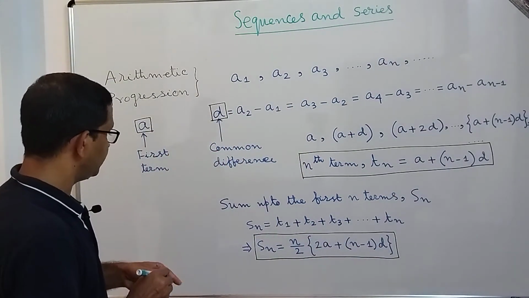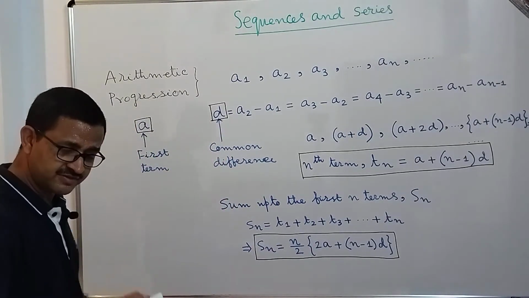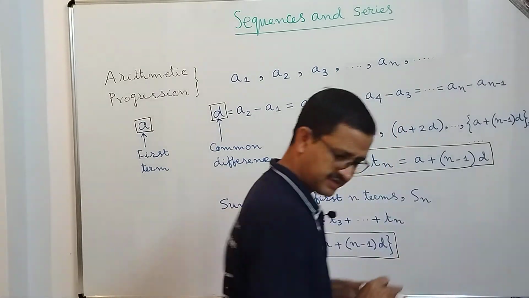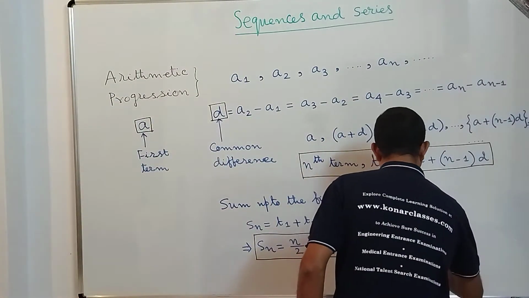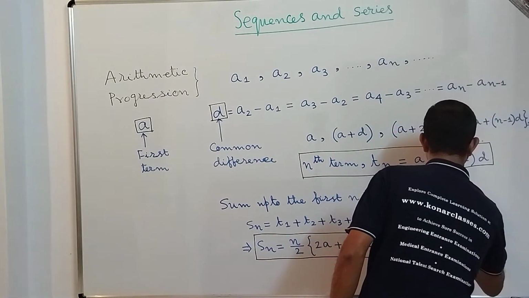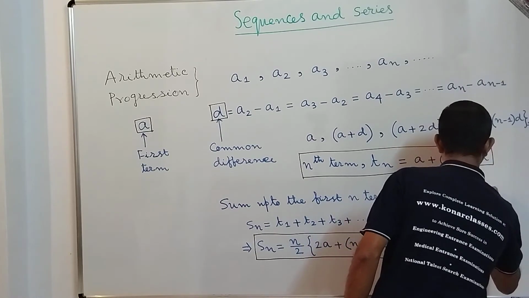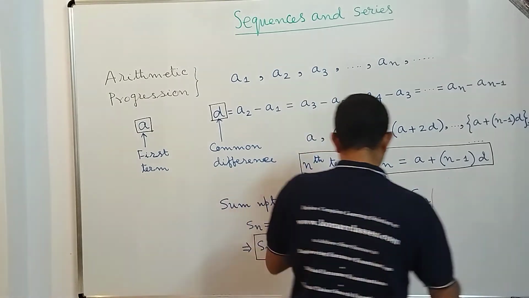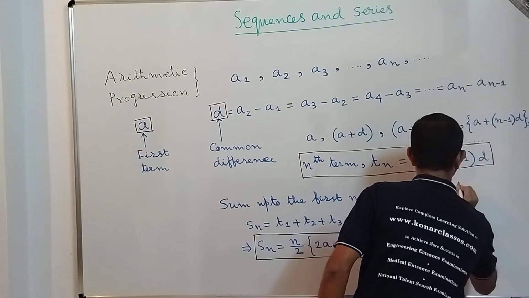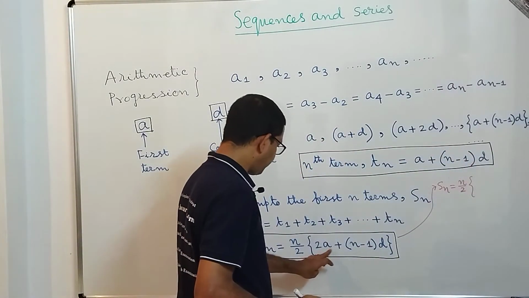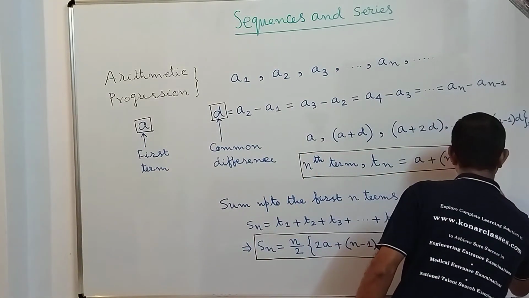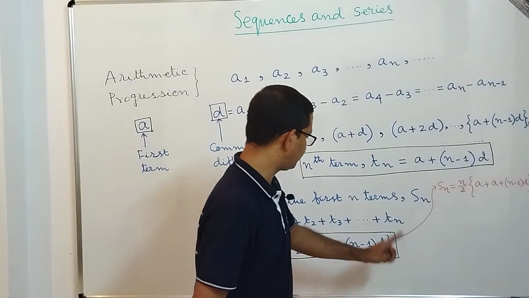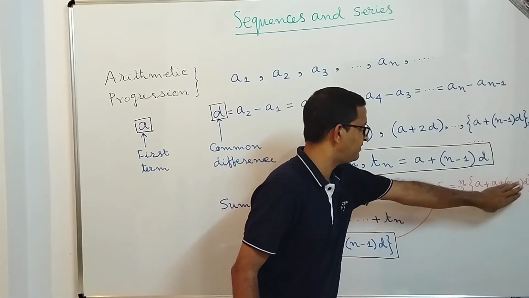Okay dear students, this particular formula, Sn, can be represented by means of the last term as well. How? Let me show you. Let me use a different color. As you see, we write Sn something like this. So from here we can write Sn is equal to n by 2, let me write in the next line. Sn is equal to n by 2 into twice a plus n minus 1 into d. So instead of 2a plus n minus 1 into d, we are writing a plus n minus 1 into d.